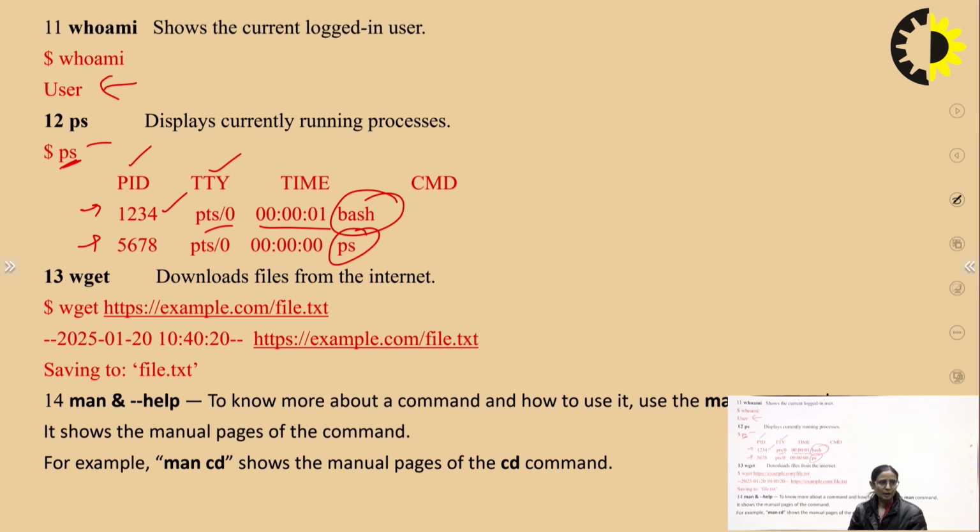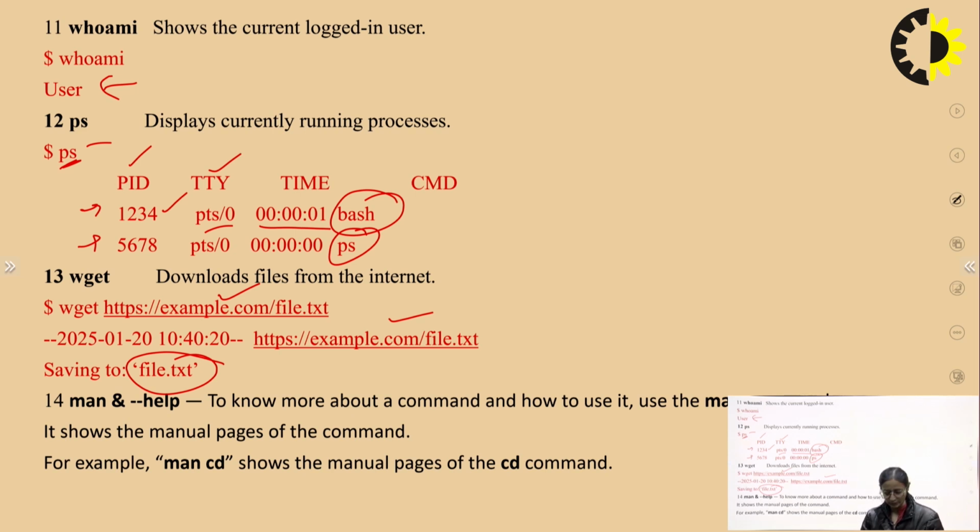If I want to download files from the internet, I have the command wget. With wget, you just give the URL, and whatever the contents of this URL are, they are saved to the file, that is file.txt, the same file name which you are downloading from the internet.